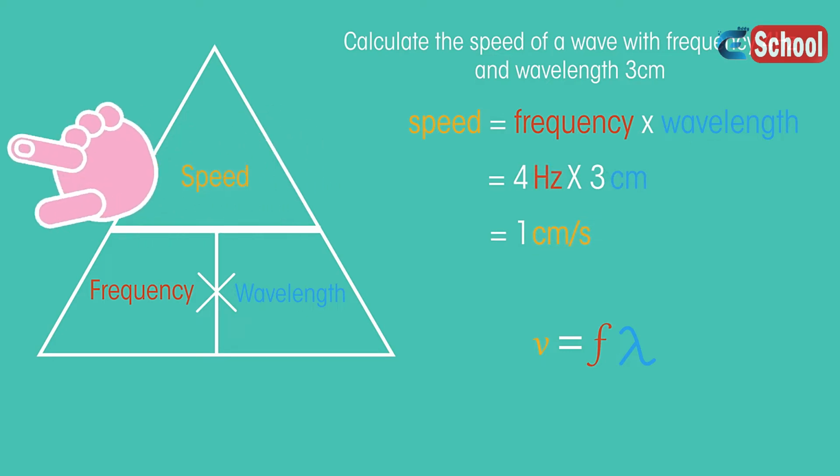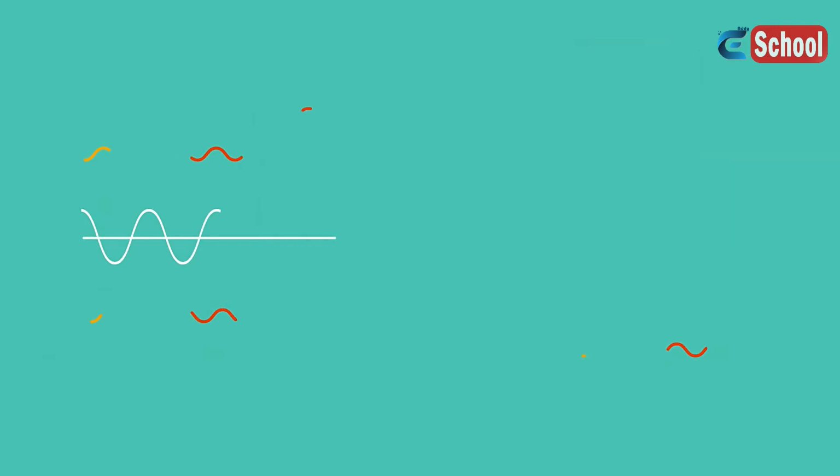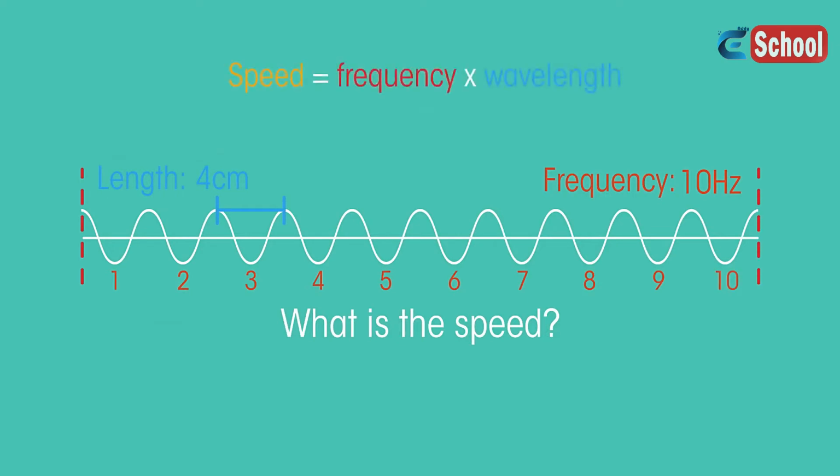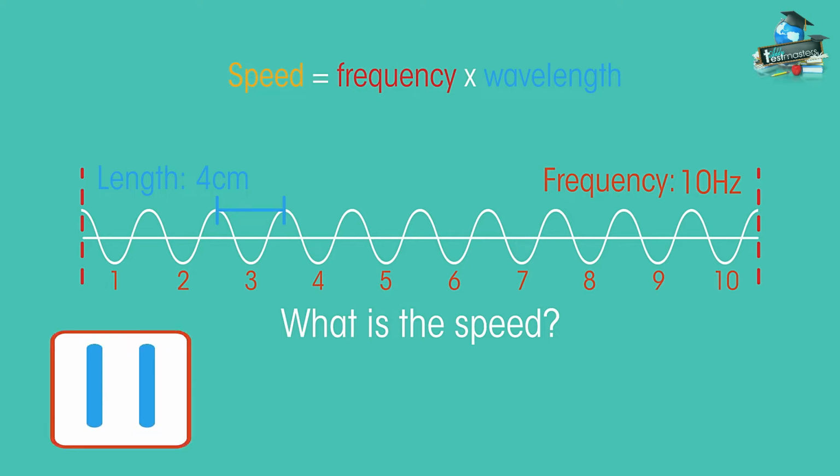Let's have a look at another example. What speed is a wave travelling at if its length is 4 centimeters and its frequency is 10 Hertz? We'll be using this equation, so we always need to start by writing it down, and we just enter the values from the question. You give it a go. Think carefully about the units. Pause the video, find the speed, and click play when you're ready.